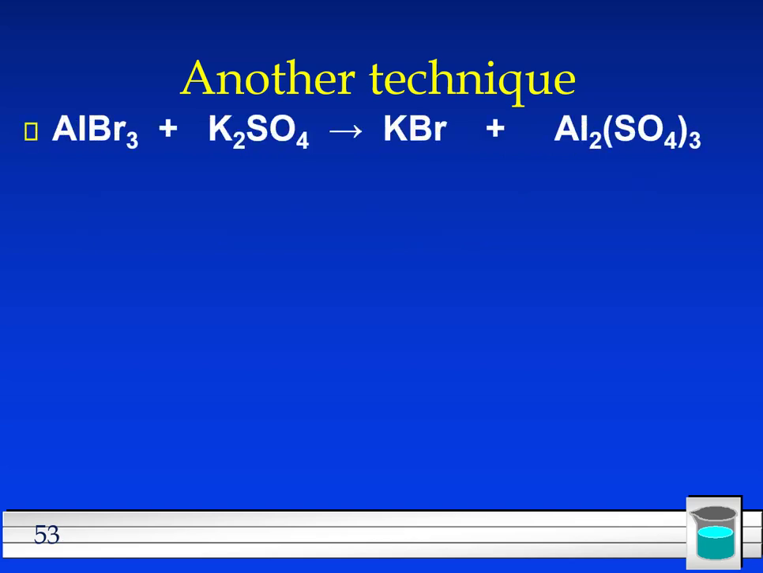So first, I'm going to do this without using that technique. So I'm going to do this equation the way we learned before we learned today. Okay? So aluminum bromide and potassium sulfate make potassium bromide and aluminum sulfate. Okay? So reactants, products, I have to worry about Al, Br, K, S, and O. That's what we would have done there.